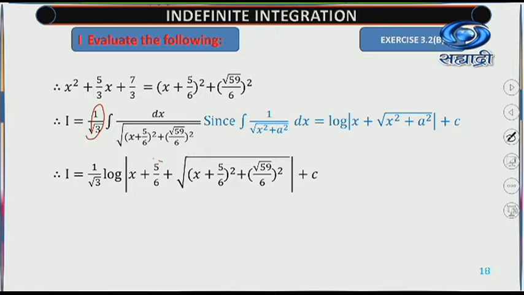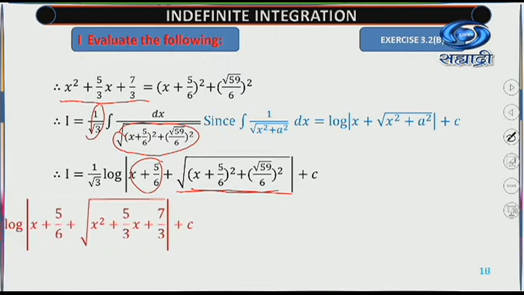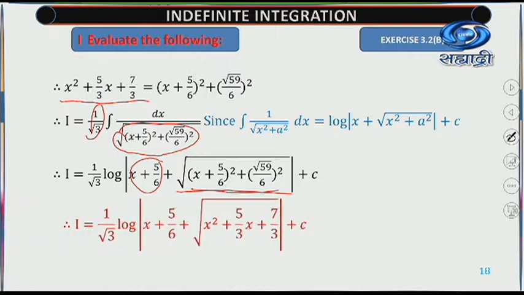Now log of this is x plus 5 upon 6 plus root of the function whatever is inside the integral sign as it is, we need to add here. So that is root of (x plus 5 upon 6) whole square plus root 59 upon 6 whole square. This value is nothing but x square plus 5 upon 3x plus 7 upon 3. That value will be substituted, so you will get x plus 5 upon 6 plus root of x square plus 5 upon 3x plus 7 upon 3.